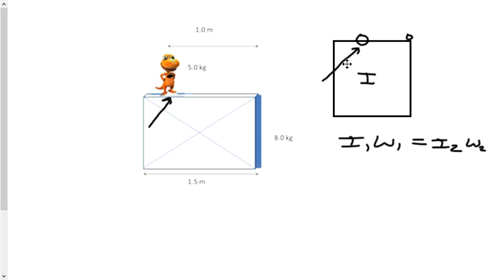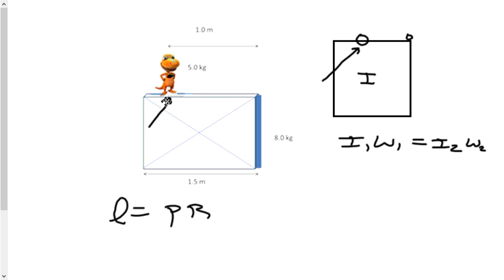So the beginning angular momentum of the door has to equal the final angular momentum of the door. But we also include Buddy in this situation. So what's the relationship between linear momentum and angular momentum? Well, the way it works is this. L is equal to regular momentum multiplied by r, the distance the object is from the point of rotation.